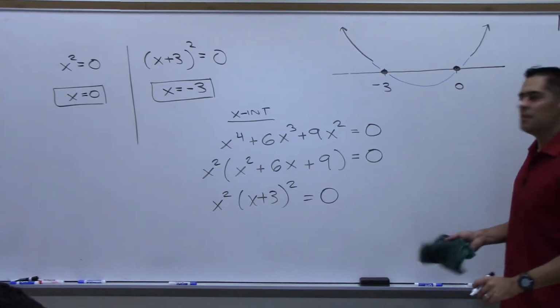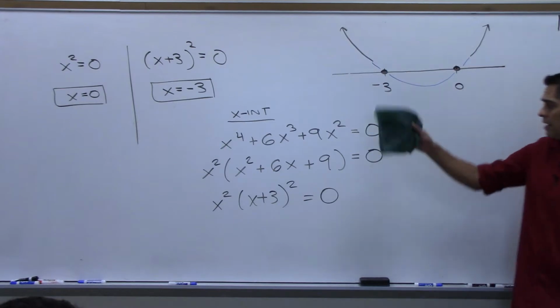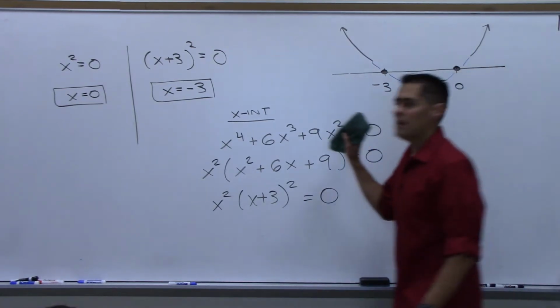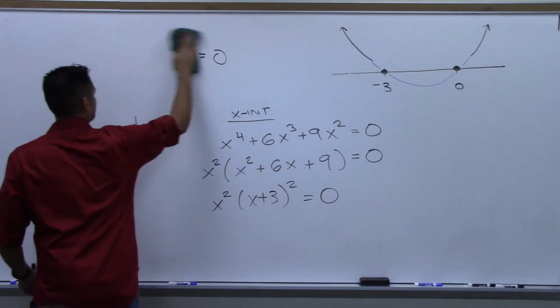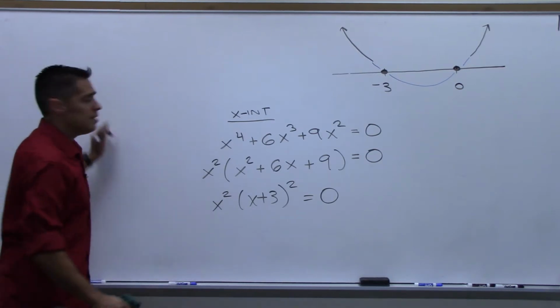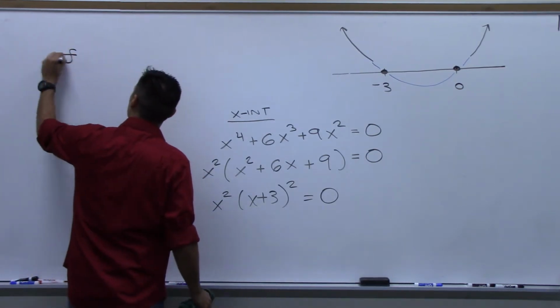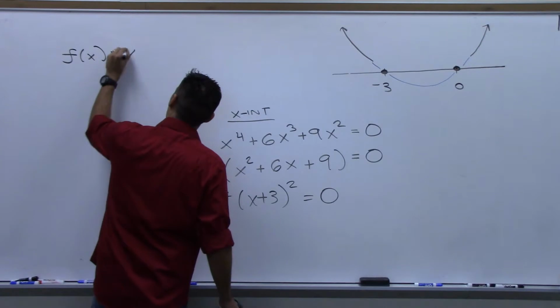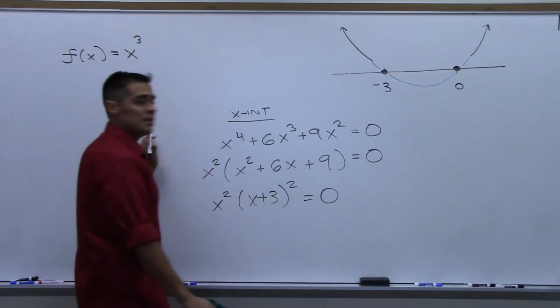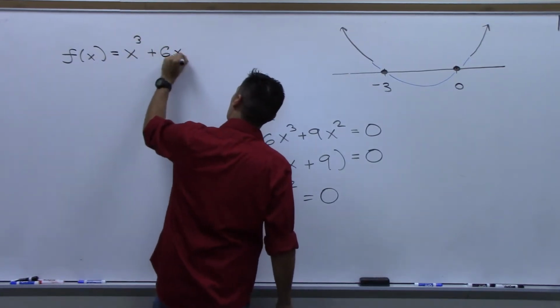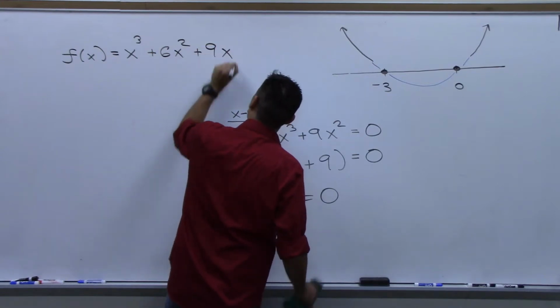What I'm going to do is this. I'm going to take a different function. So keep this all in mind. I'm going to take a slightly different function, which looks like this. F of x equals x cubed plus 6x squared plus 9x.